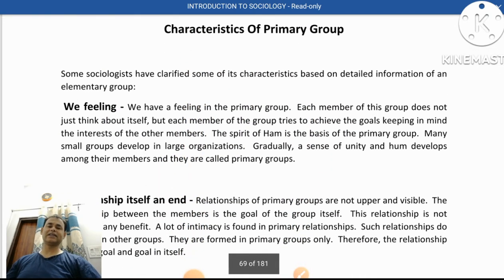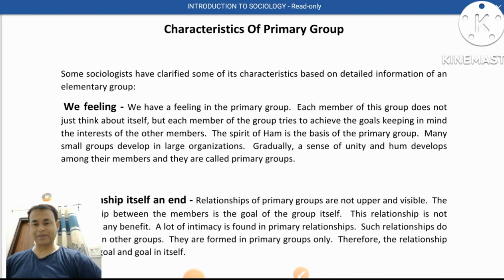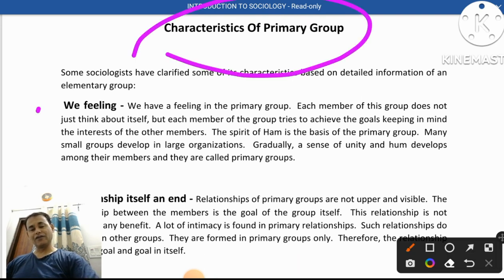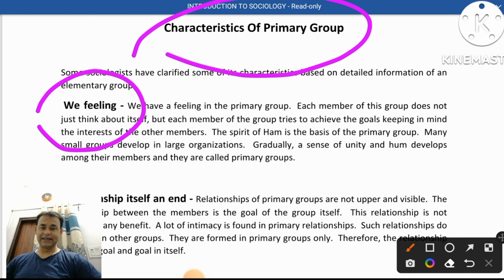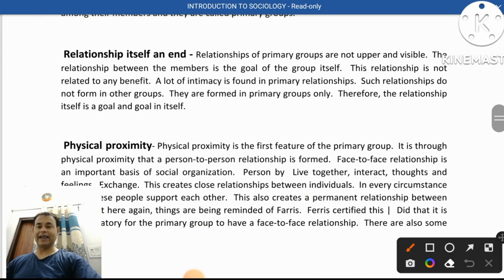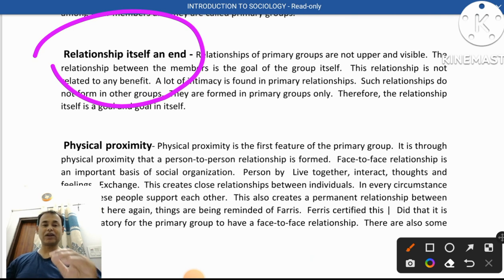Characteristics of primary group, we just see in brief. Just see the headlines. We-feeling: there is a we-feeling in each member. Each member of this group does not just think about itself, but tries to achieve the goal keeping everyone in mind, thinking about all. Relationship itself: relationships in the primary group are not superficial. The relationship between the members is the goal of the group itself.